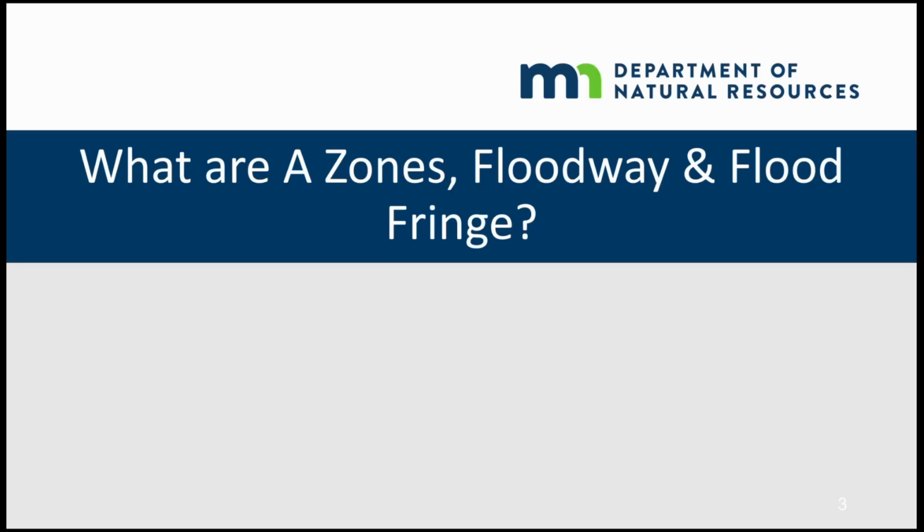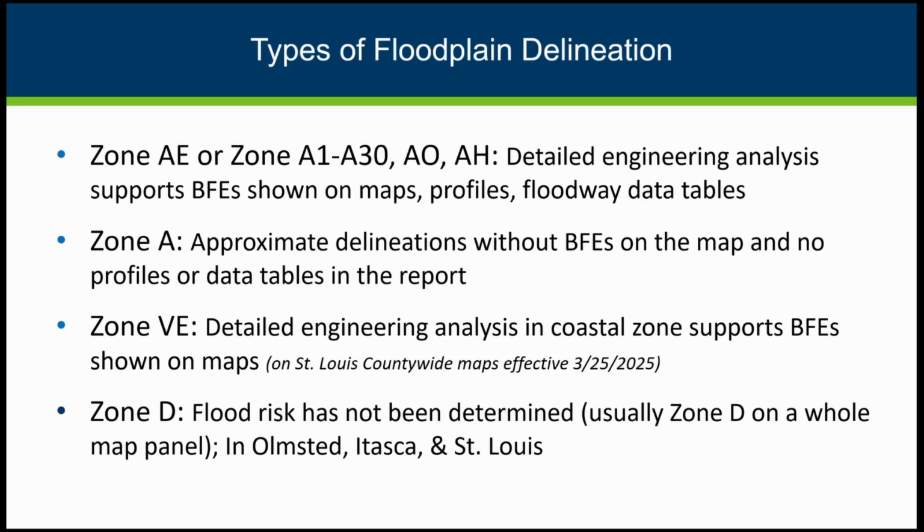So to start, what are A zones? What is a floodway and what is a flood fringe? There are several different types of floodplain delineations that you may come across. The most common are going to be your Zone AE or Zone A floodplain delineations. A Zone AE, which is not the focus of this presentation, is a detailed engineering analysis. There will be official base flood elevations shown on maps, and there will be profiles and floodway data tables in a flood insurance study. Zone A's, on the other hand, are approximate delineations.